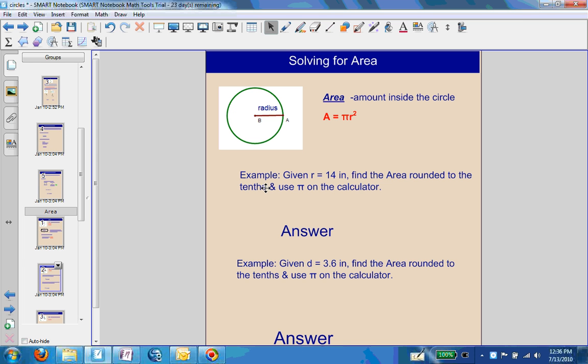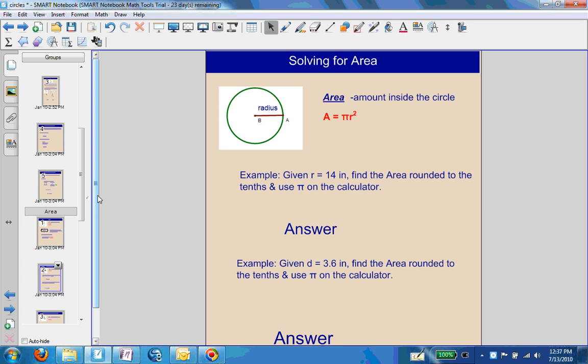So let's look at some examples. If we're given the radius and we're asked to find the area rounded to the tenths and use pi on the calculator, all we're going to do is plug in r equals 14 into our formula, area equals pi r squared. Now, we're squaring the radius. So the radius is 14 inches, so we're squaring 14 inches. So our inches will become squared in this case. So we're going to type in pi times 14 squared in our calculator, and rounded to the nearest tenths, we get 615.7 inches squared.